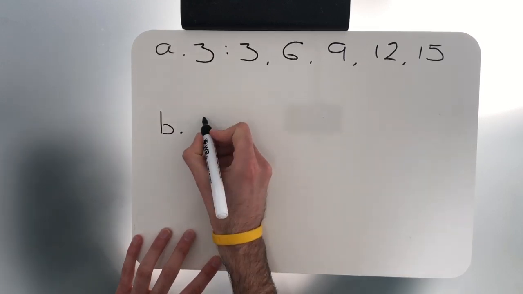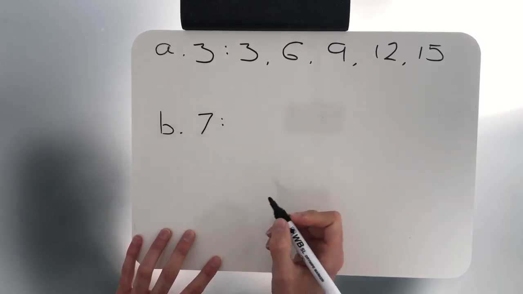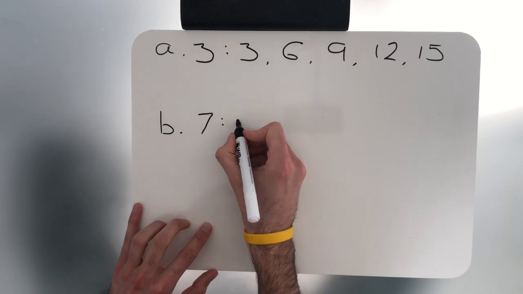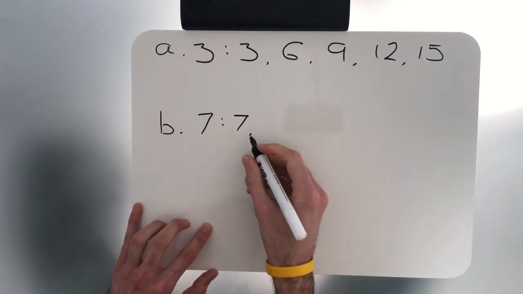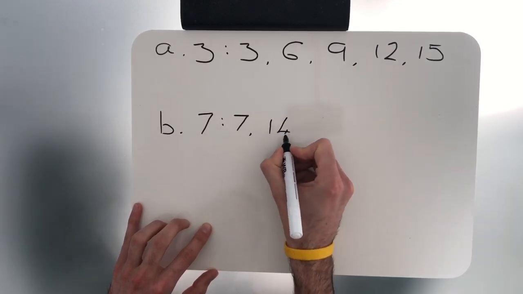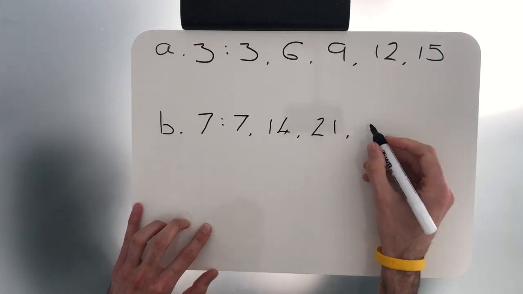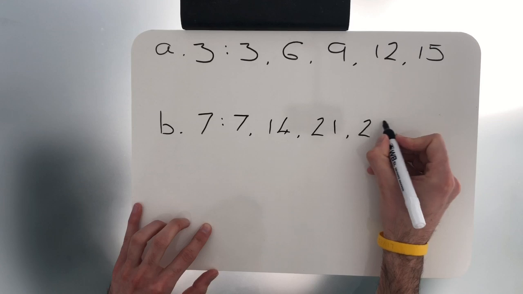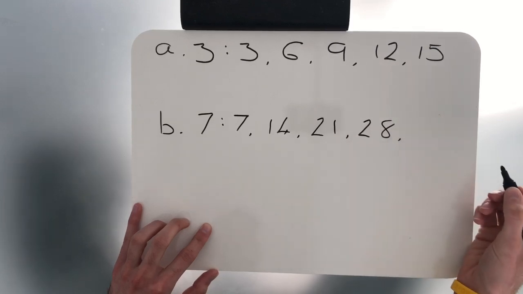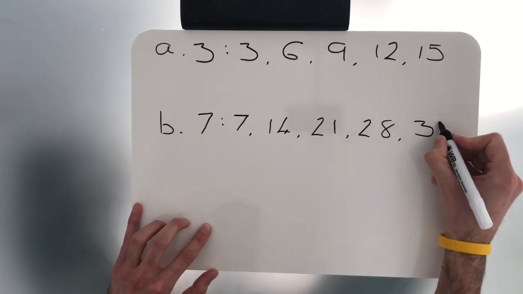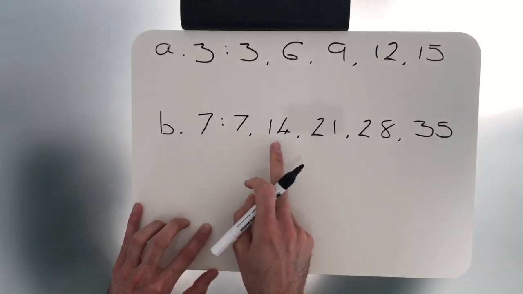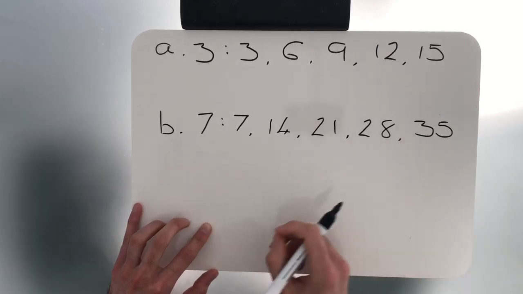Question B, we're looking for the first 5 multiples of the number 7. So same thing, 7 ones, 7, 7 multiplied by 2, 14, 7 multiplied by 3, 21, 7 multiplied by 4, 28, and finally 7 multiplied by 5 is 35. 1, 2, 3, 4, 5, and that's you.